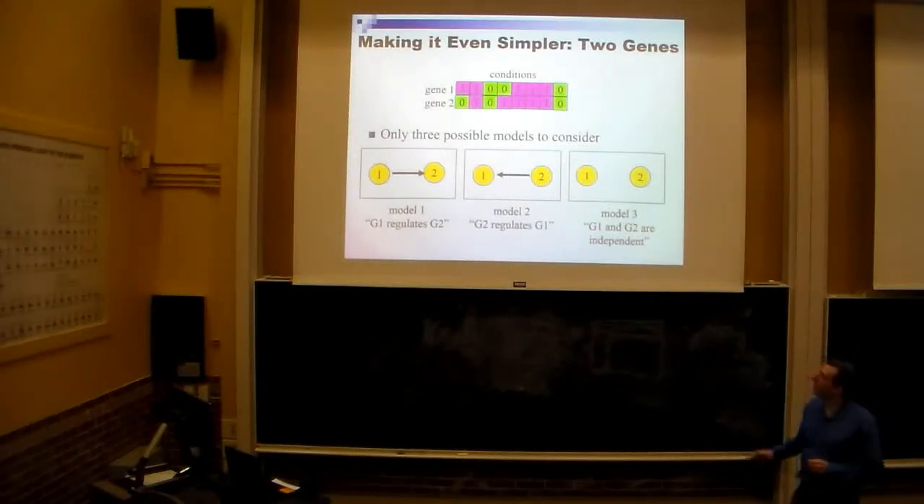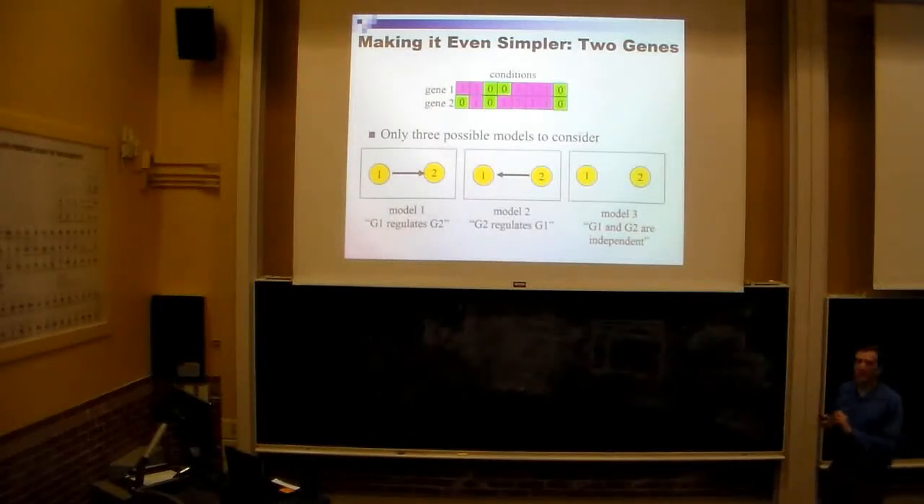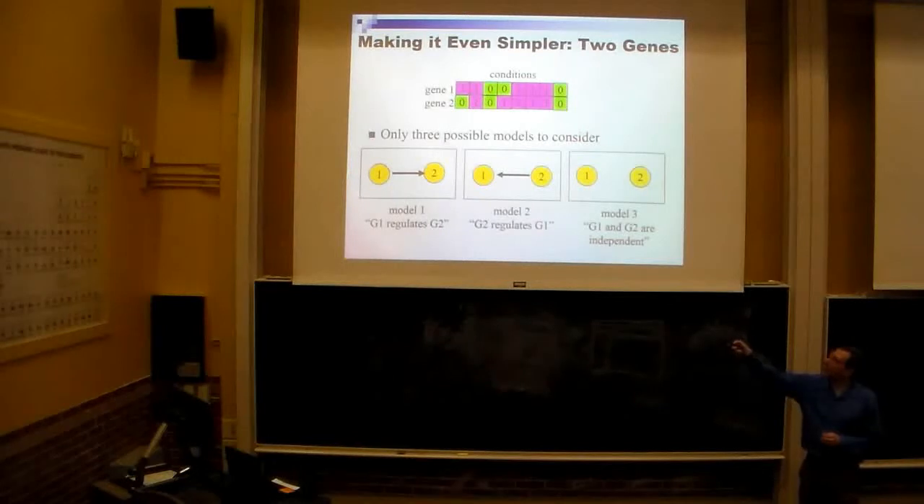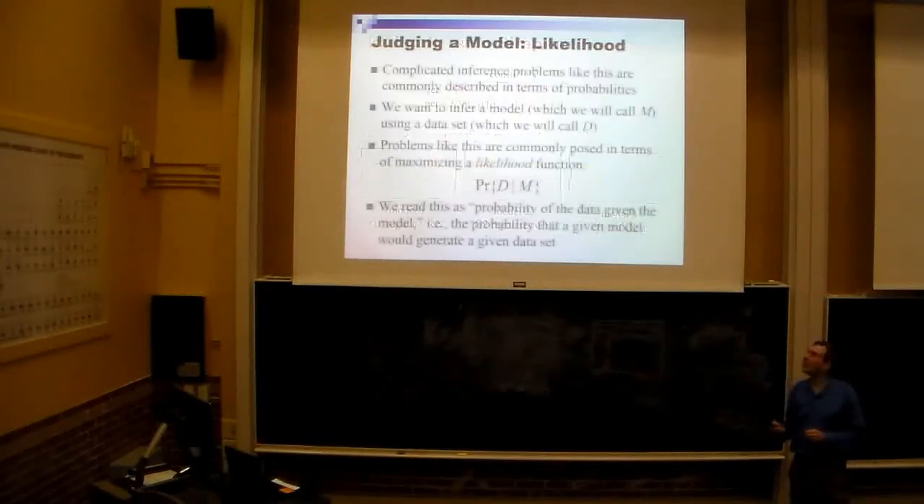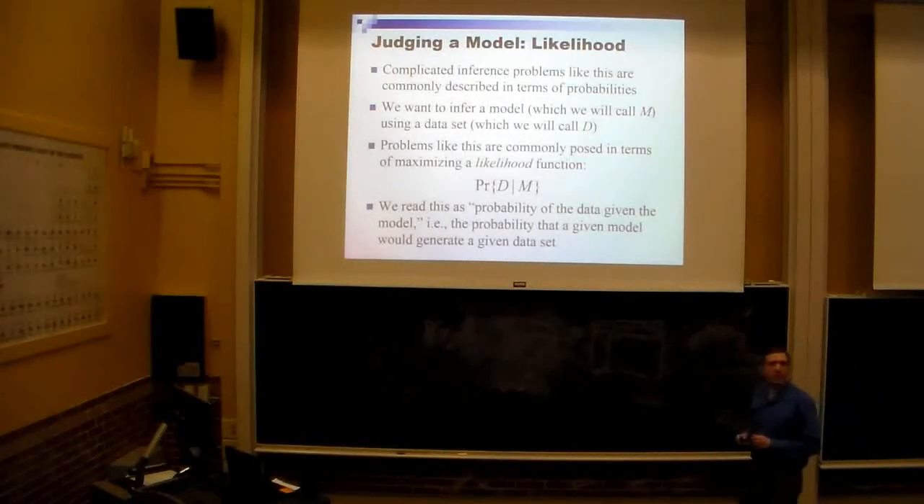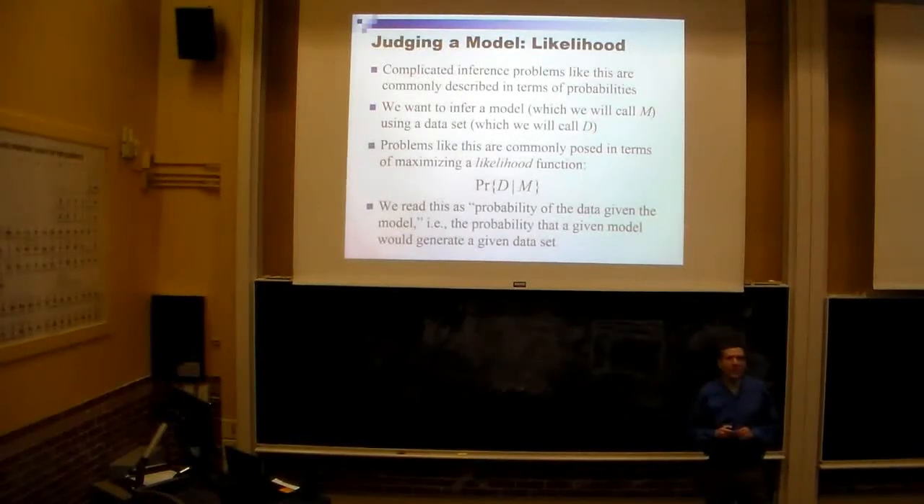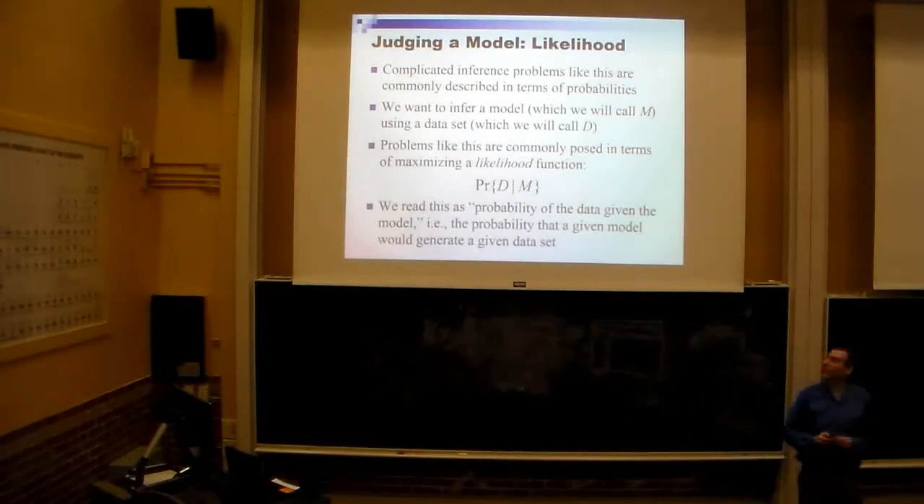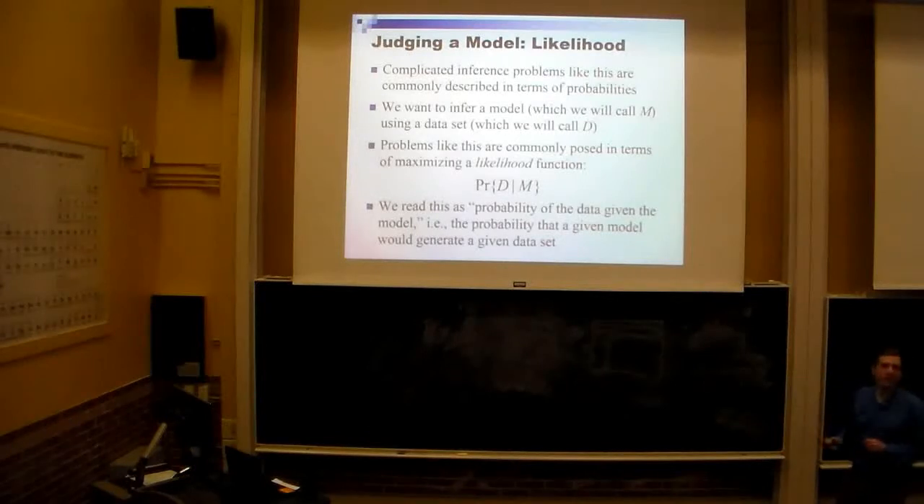Okay, so we are looking at these 3 possible models. And what we want to do is come up with a precise quantitative way of saying how good is each of these models in terms of this set of data. And the way we would do this is using a concept we've seen a couple of times previously in this class, and that is the concept of a likelihood.